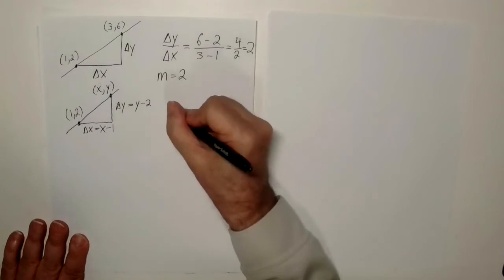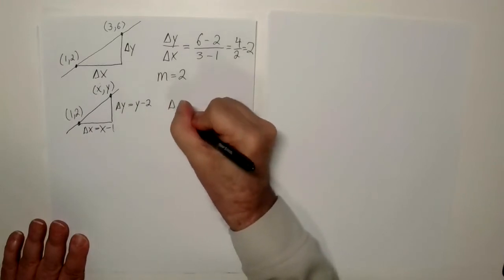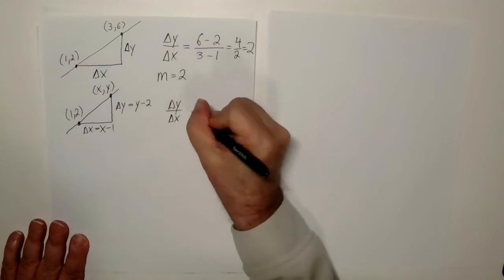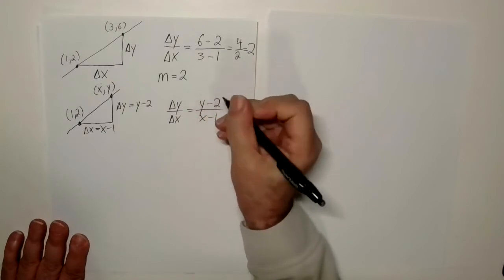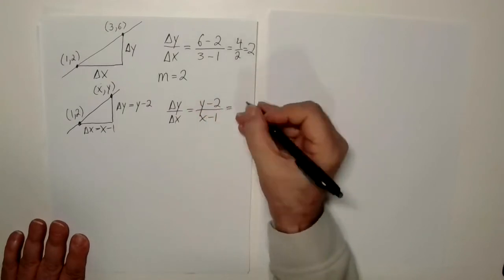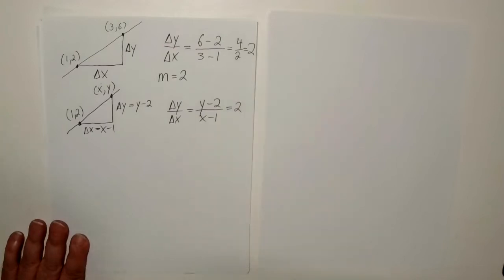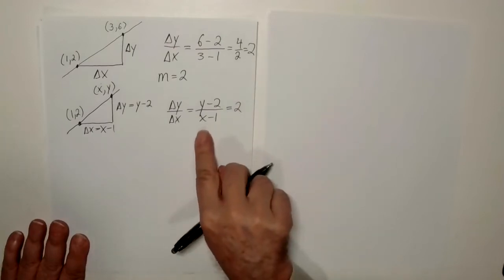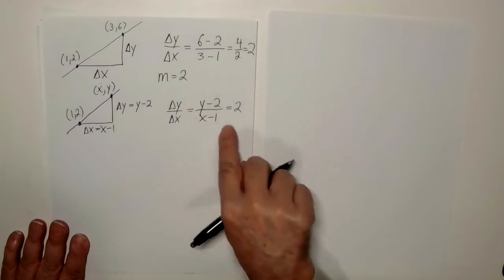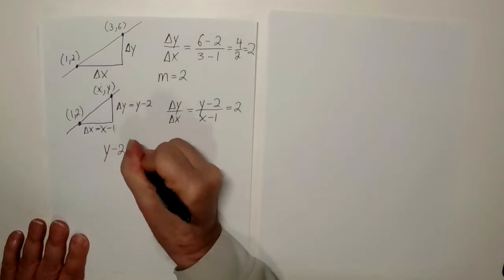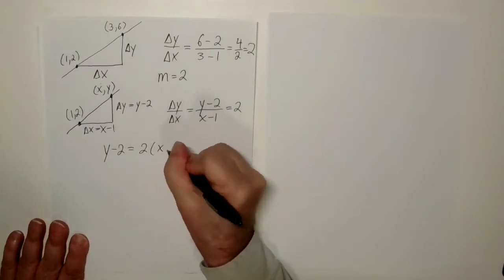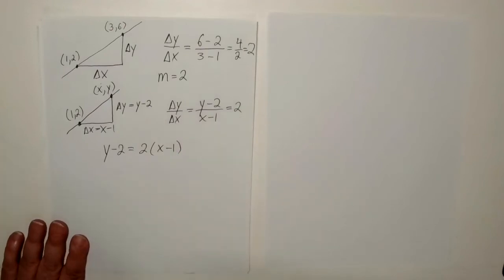So delta y over delta x is (y minus 2) over (x minus 1), which is the slope, which we've already determined is 2. Now, if you take this expression right here, that equality, and you multiply through by x minus 1, you get y minus 2 is 2 times (x minus 1), and that is the equation of the line. And it's in what's called point slope form.